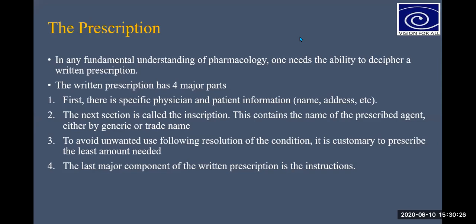Okay. So in fundamental understanding of pharmacology, one needs to have the ability to decipher and write prescriptions. In addition to the fact that we may be required to write or interpret the prescription, charts are often recorded in the same format. The written prescription has four major parts. First, there is the specific physician and patient information that includes name, address, etc.